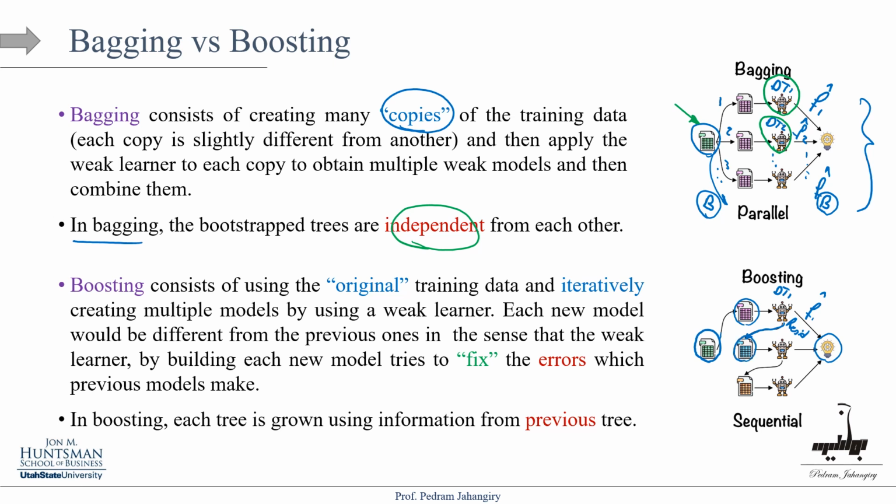So the idea is that each new model will be different from the previous one in the sense that the weak learner, here the decision tree, by adding each new model tries to fix the errors from the previous model, right? So whatever is explained goes to here, whatever is not explained goes to the new data frame. And guys, pay attention, this data frame is different from the original data frame. It's not slightly different, actually it's really different, because your target variable here is going to be the residuals, right? Residuals from the decision tree number one, from weak learner number one.